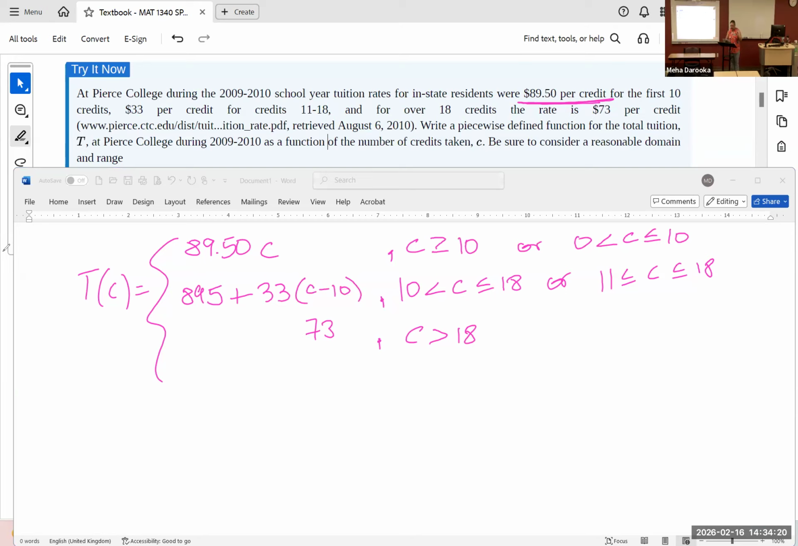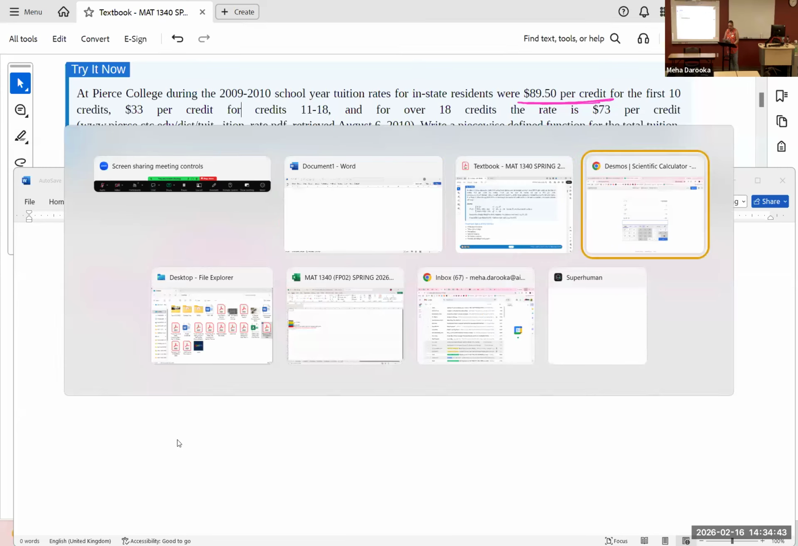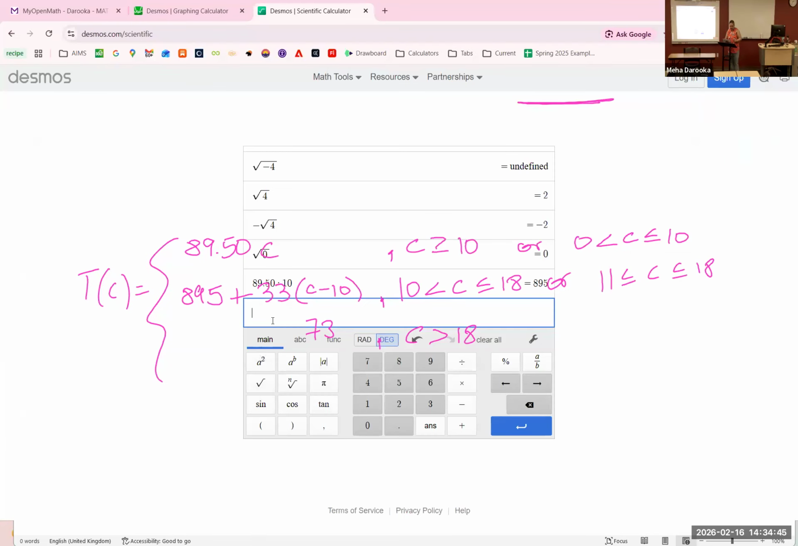Alrighty, so think about that and tell me what part C, or the third part of this example, should be, where for over 18 credits we are now paying $73 per credit. And remember, this is going up to 18, right? So what's the total cost of taking 18 credit hours? How do we calculate that?